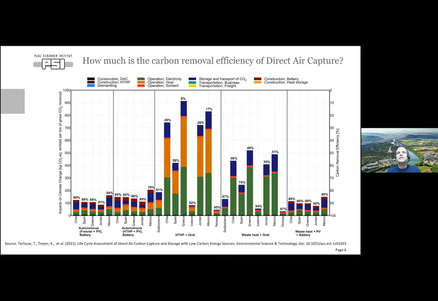Or, for instance, direct air capture. How much is the carbon removal efficiency of direct air capture? We can see here that when we install direct air capture in countries where electricity is mostly based on renewable energy, like Switzerland, we have a carbon removal efficiency of 80%. But in countries like Greece, for example, where electricity is carbon intensive, the carbon removal efficiency of the technology from the life cycle perspective drops to 9%.